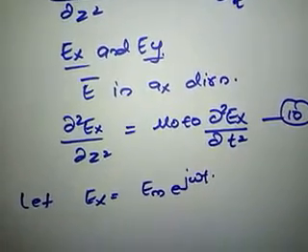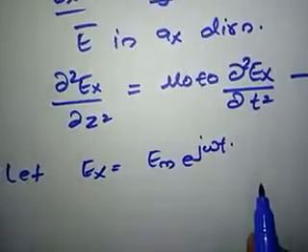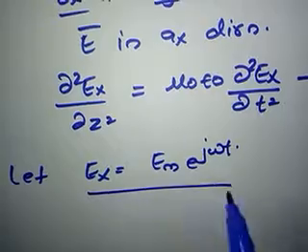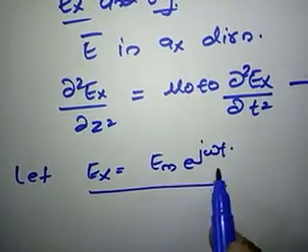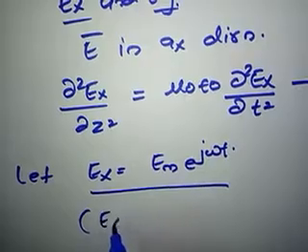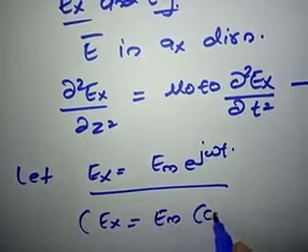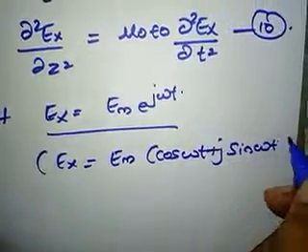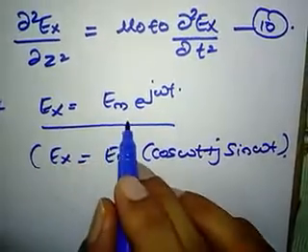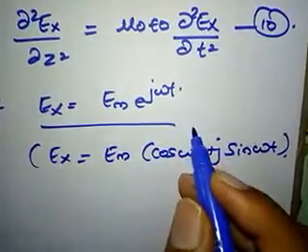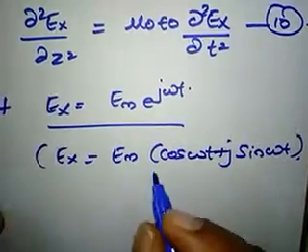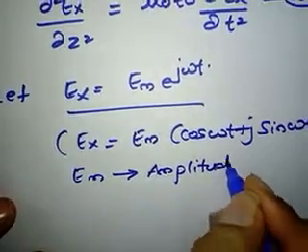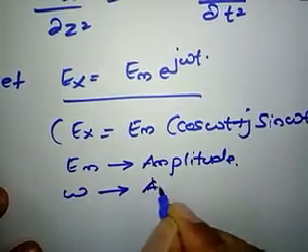Just like as we write the equation for velocity as V is equal to Vm sin omega t, right? Similarly, Ex will be equal to Em into cos omega t plus j sin omega t. So that I am expressing as Ex is equal to Em into e raised to j omega t. So this is as good as writing Ex is equal to Em into cos omega t plus j sin omega t. Where Em is the amplitude of the electric field, and omega is angular frequency.